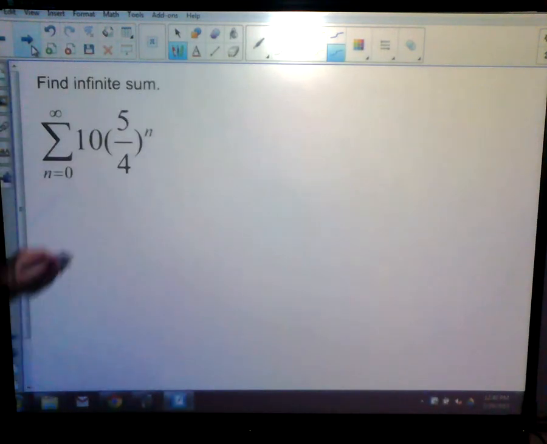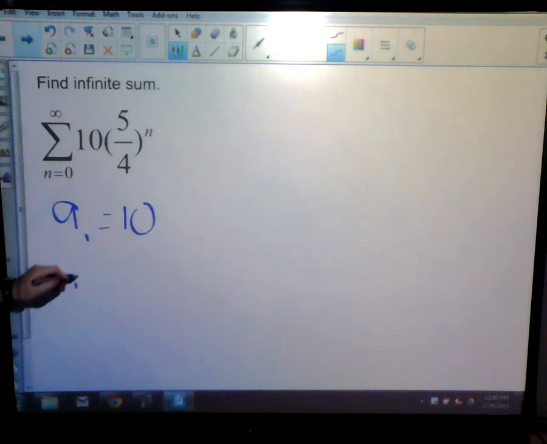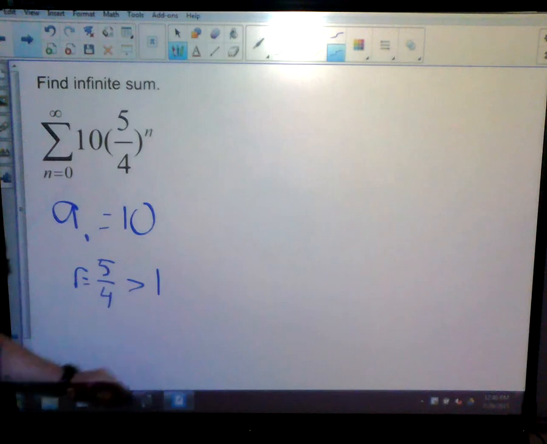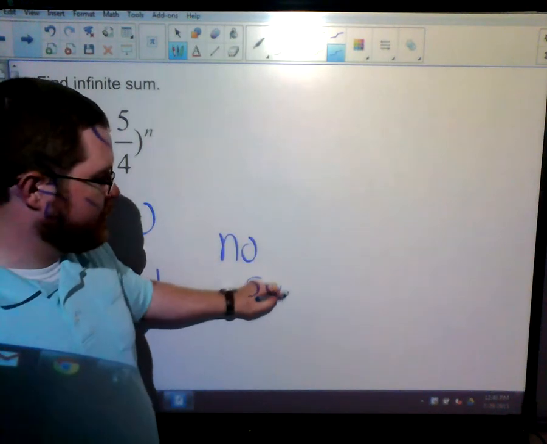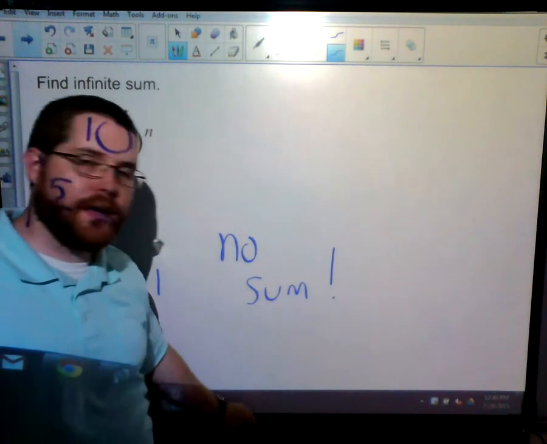How about this one? A sub 1 is 10. R is 5/4. But wait a second. 5/4 is greater than 1. So there is no infinite sum. You can't do that problem.